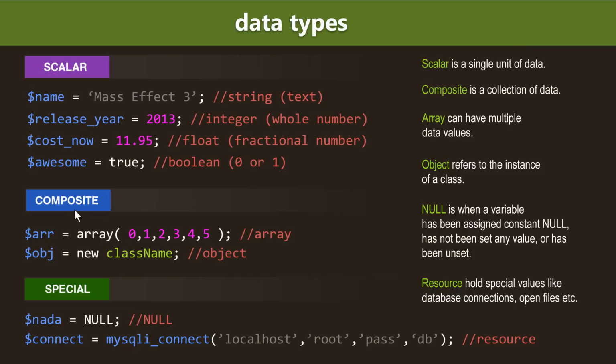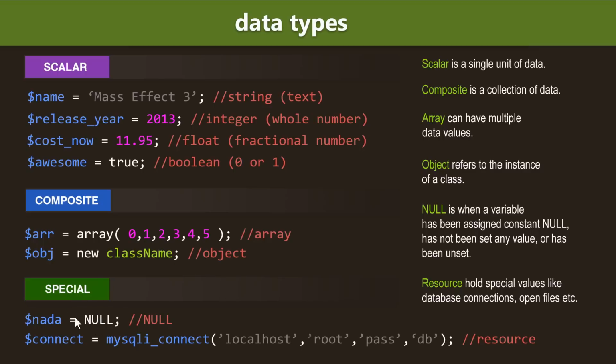Now, under the composite, you can think of composite as a collection of data. So an obvious example is an array, which can hold multiple values. The second one is object, which refers to the instance of a class, which I'll cover at the end of the video. And finally, we have special.